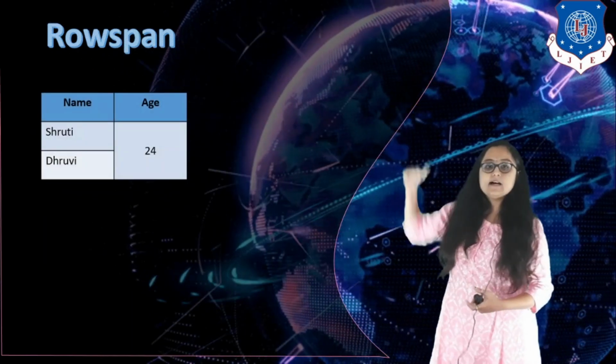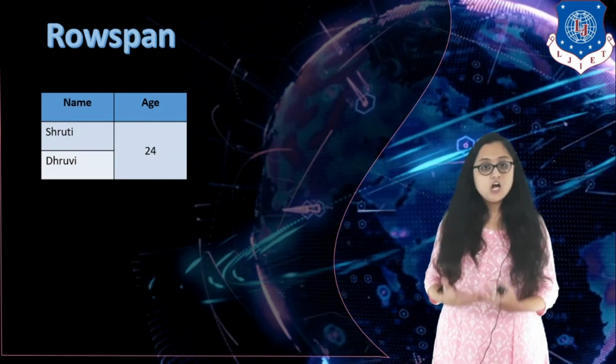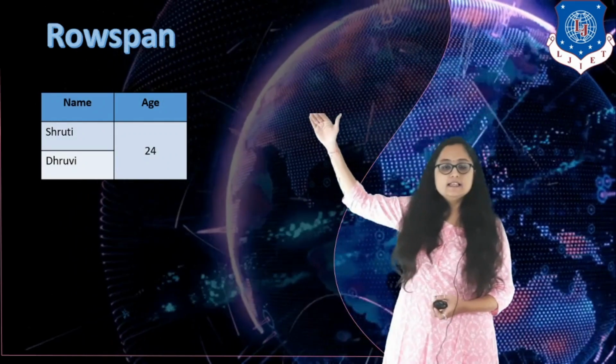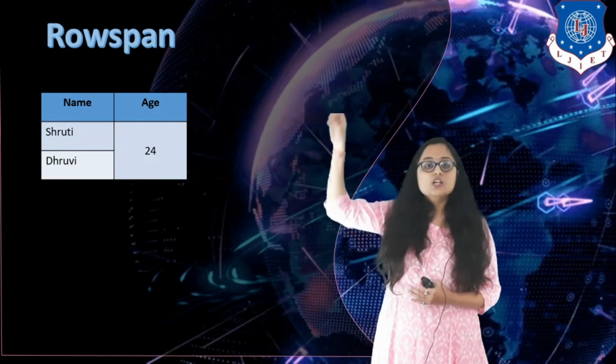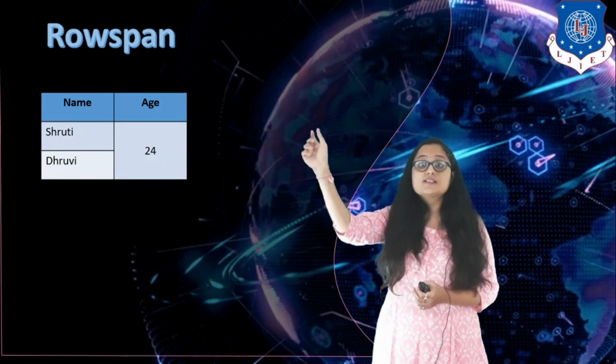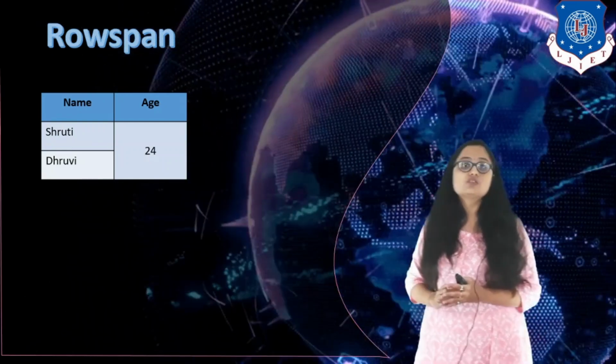So this is an example of a table which has rowspan. How? Let us see. You can count the rows, right? It actually has 3 rows. The first row consists of Name and Age. The second row consists of Shruti and 24. And the third row consists of Dhruvi and 24.